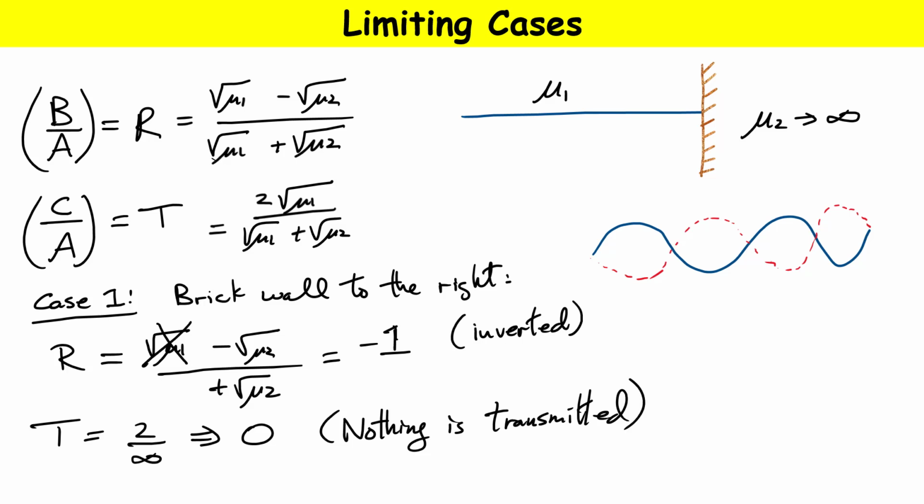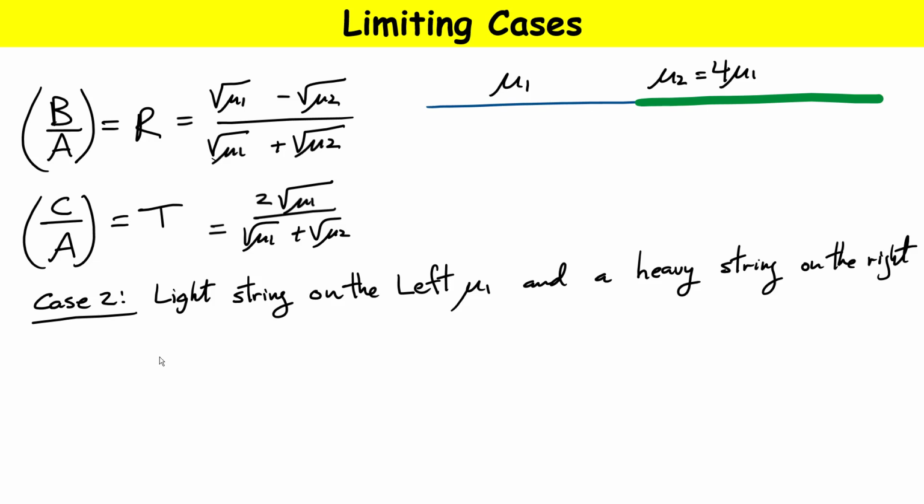All right, let's look at a few other cases. All right, here's our limiting case number 2 I want to look at. We have a light string for the blue one and a heavier string for the green one. The green one has a linear mass density that's 4 times the blue one. So let's calculate our reflection and our transmission coefficients for this case.